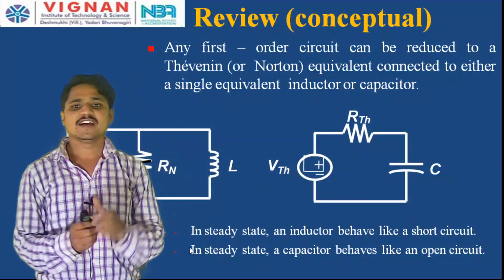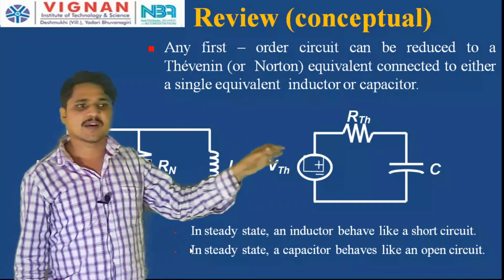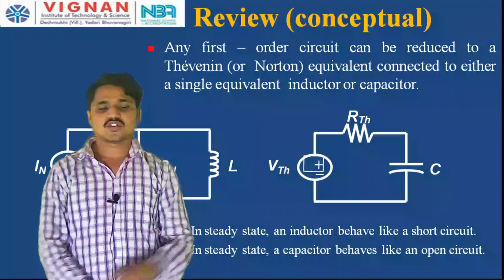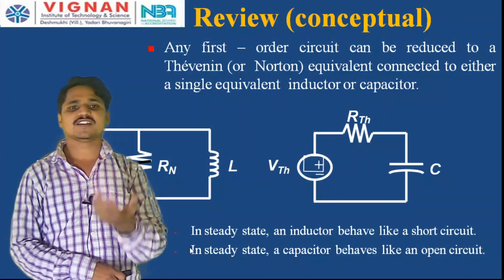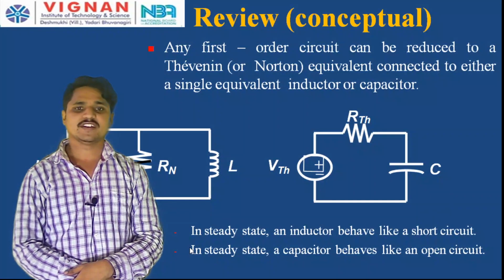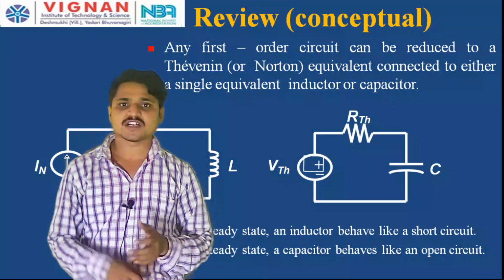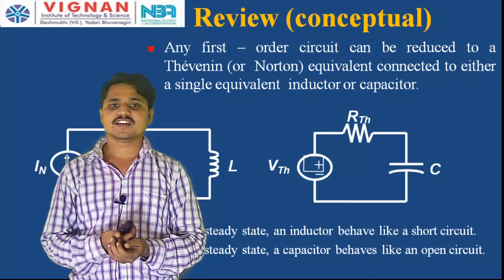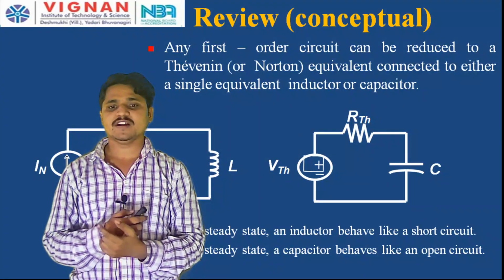Therefore, we know that in steady state condition, the inductor acts as a short circuit and the capacitor acts as an open circuit for DC. So, we know the properties of the inductor and capacitor. As the inductor does not allow a sudden change in the current, it acts as a short circuit for DC in the steady state condition. The capacitor does not allow a sudden change in the voltage, so the capacitor acts as an open circuit for DC in the steady state condition. These are the points you have to remember: the properties of inductor and capacitor.